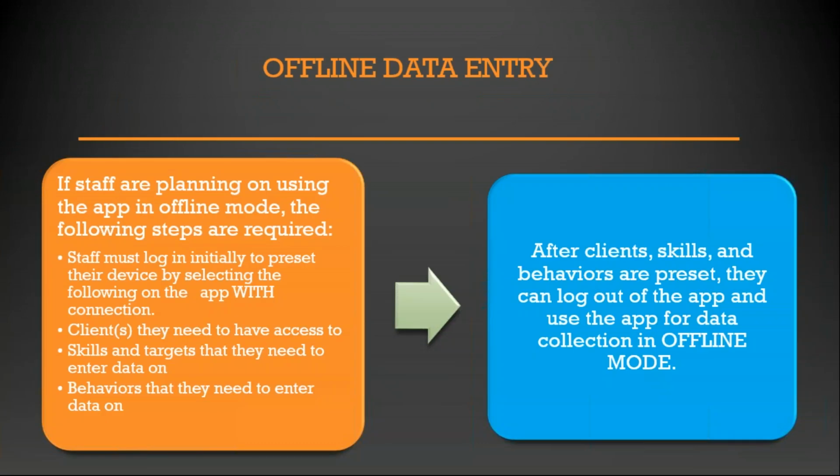Now, offline data entry. If you have staff that are going to be using the data collection app in offline mode, there are a couple steps needed prior to that session. What staff has to do prior to that session is log in with connectivity and select their clients, their skills, and their behaviors. Once they've selected all of those, they can log out, and then when they log in without connection, they'll be able to enter data with that client and all those skills and behaviors.